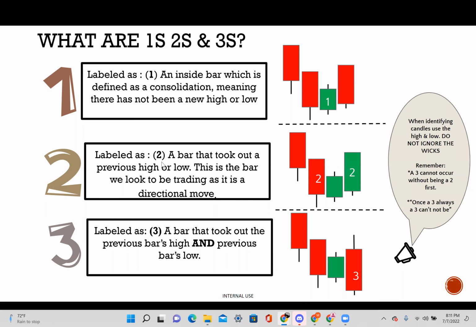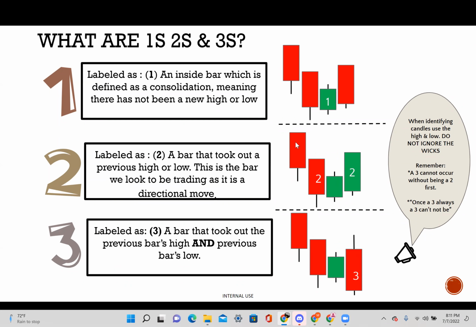But whenever you see a 2 bar, a bar that took out a previous high or low, this is the bar we look to be trading, as it is a directional move, right? And what that means, directional move, is basically we're not going to look at this one. Or we can look at it and see that this was a 2 down, because it broke its previous low.